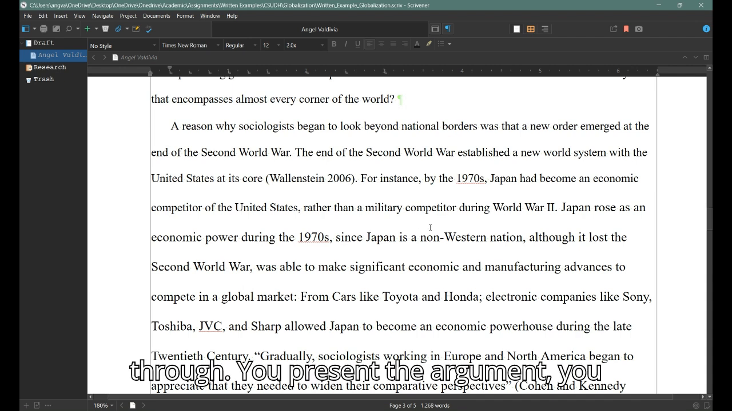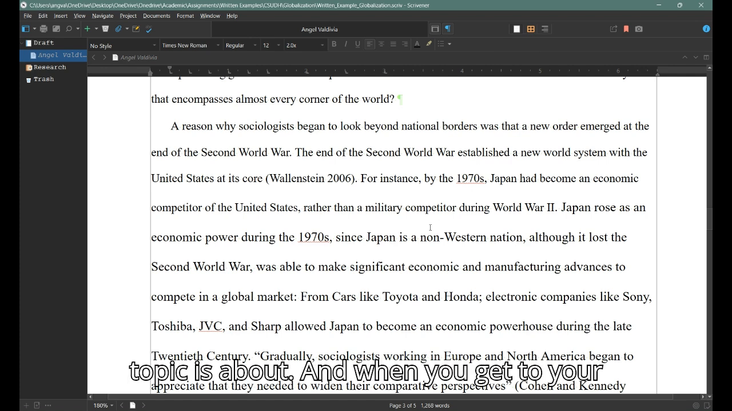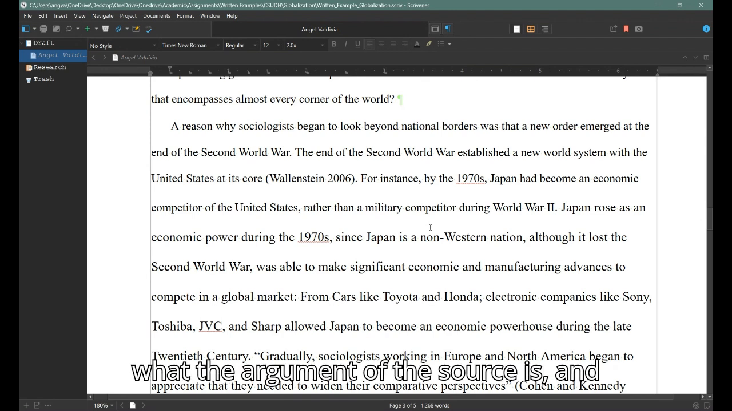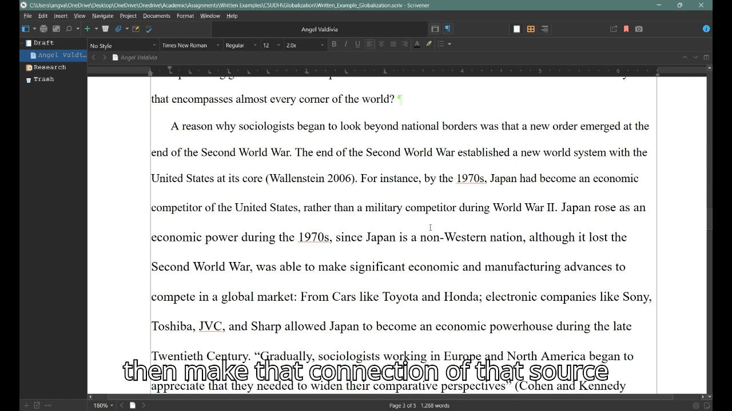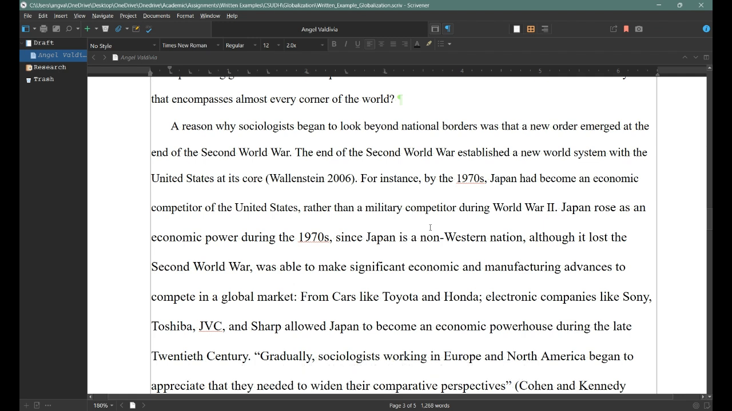You present your topic, you present what the topic is about, and when you get to your sources, you have to summarize what the argument of the source is and then make the connection of that source to your argument. And then you show evidence to support that claim. Okay.